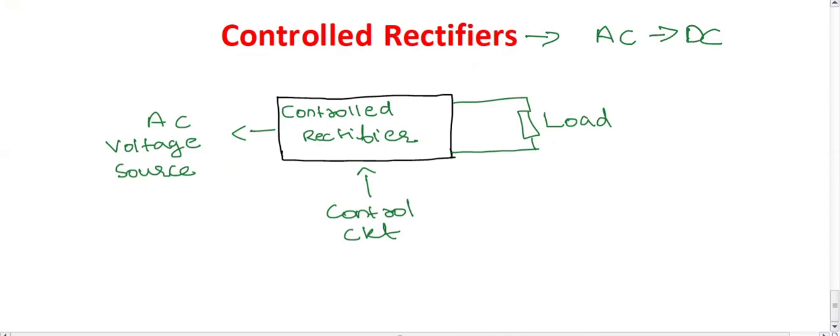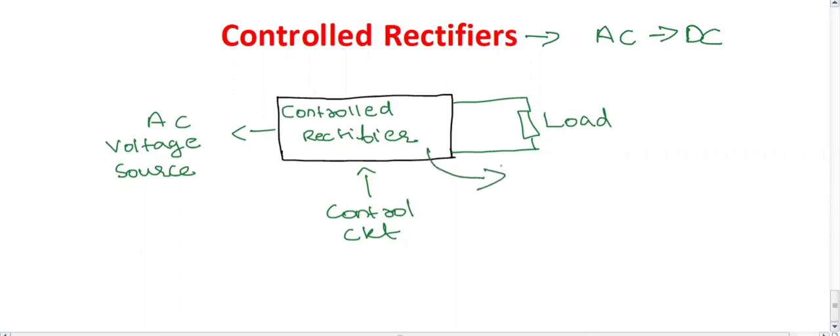Normally, in the case of a rectifier, there will be a diode circuit. That diode will be conducting in one cycle and will not be conducting in another cycle. When it's positive, it will be conducting; when negative, it will not be conducting, and we get the output. But that output we cannot control. That's why we use a controlled rectifier.